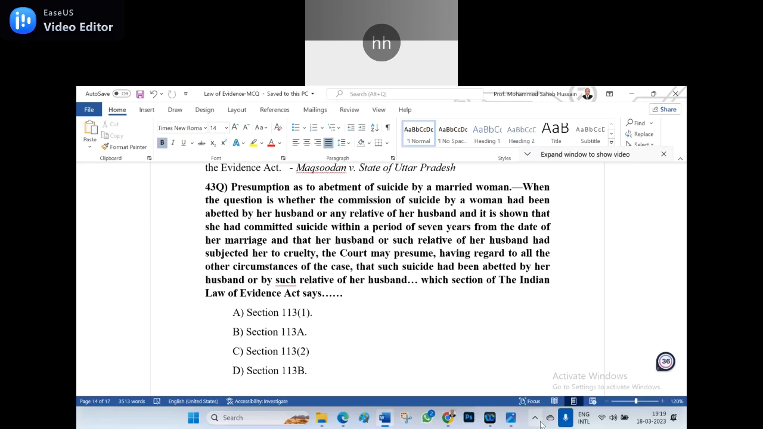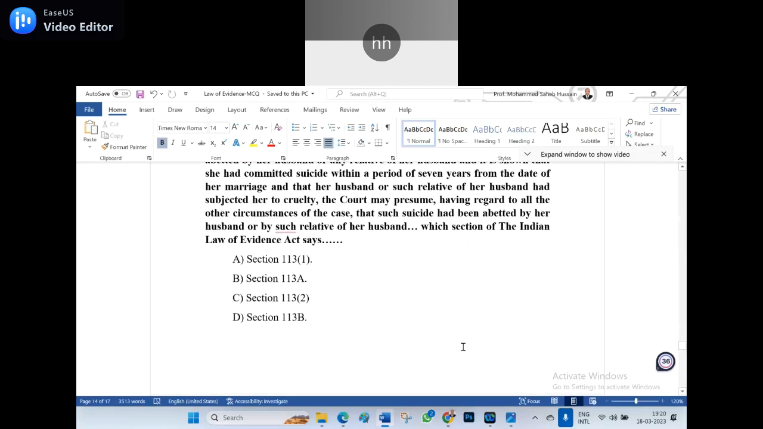When you say cruelty, the same meaning of cruelty should be taken as in the IPC. What is cruelty in the IPC? 498A, capital A, not small a. 498 capital A. The court may presume, having regard to all the circumstances of the case, that the suicide had been abetted by her husband or by such a relative of her husband. Which section of the Indian Evidence Act says this? I already gave the answer. Option B is the right answer. That is 113 capital A.